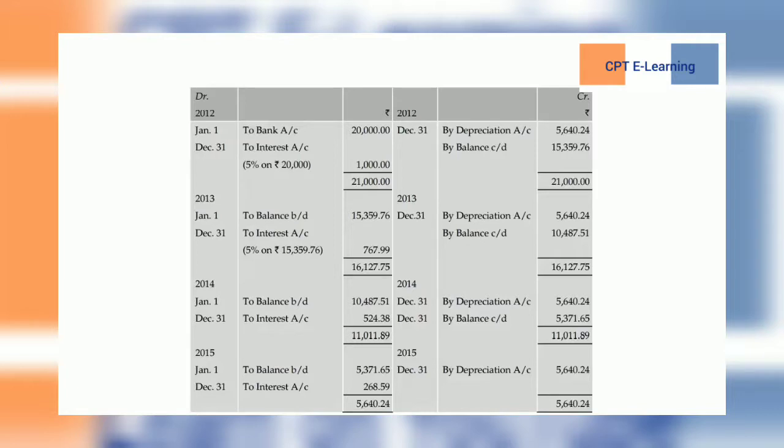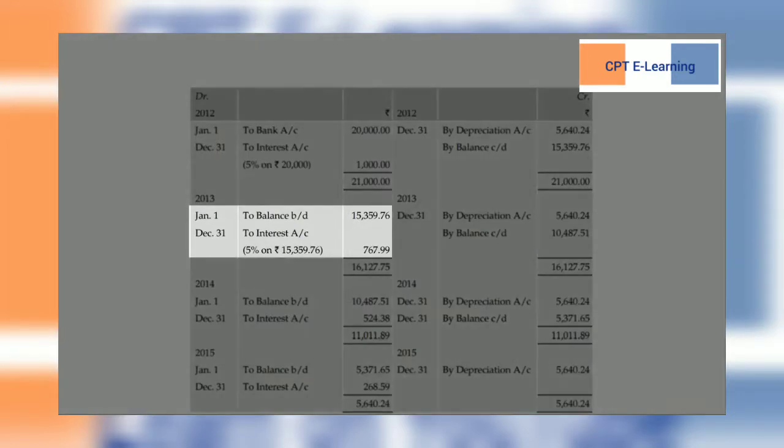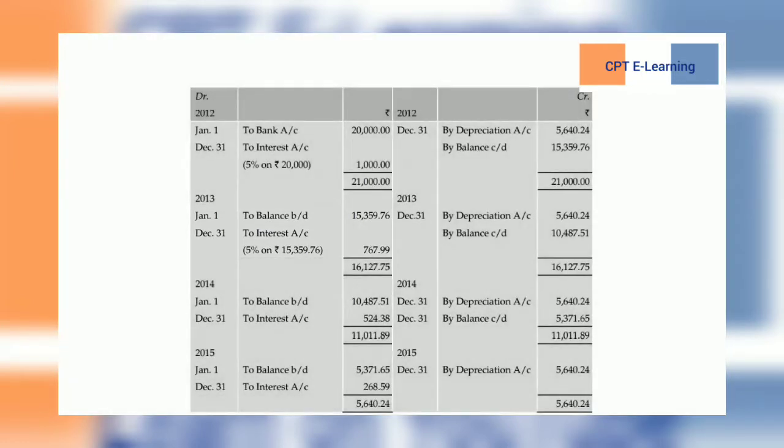Now the opening balance is 15,359.76. On what will I put the interest? I will put the interest on this opening balance, that is 15,359.76, which will come down to 767.99. And the depreciation every year is constant. So this is how we do the sum. Focus on the last year. What will happen in the last year is that the total will be equal to your depreciation. Correct? So this is the annuity method. We will study the next method, the sinking fund method, in the next video.